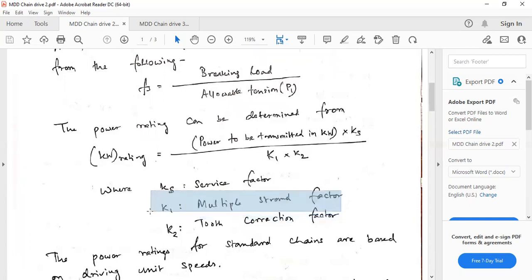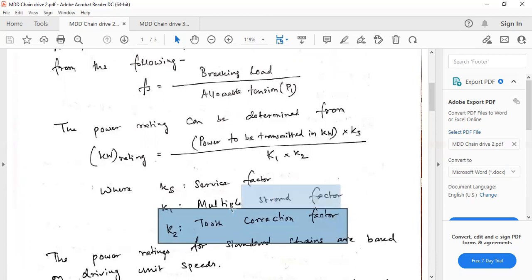Now these two factors: K1 is called the multiple strand factor, and K2 is the tooth correction factor. K1 and K2 are multiplied, and then we divide the whole by them.